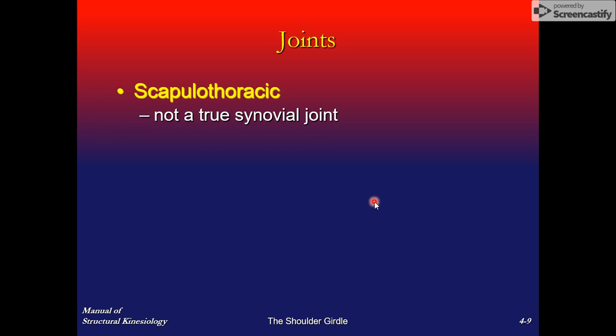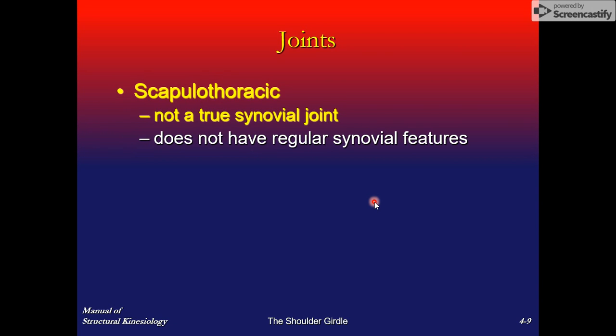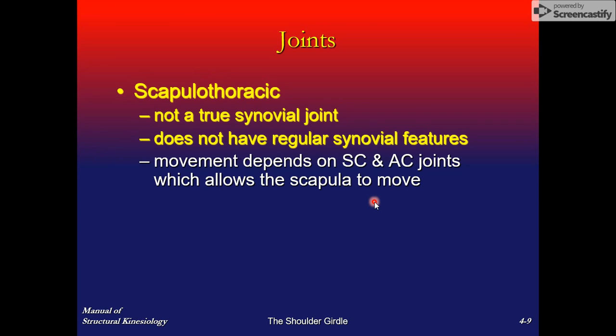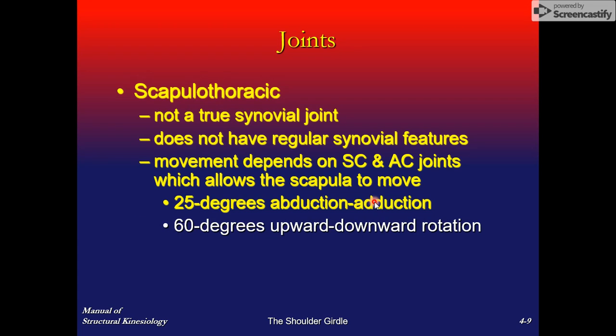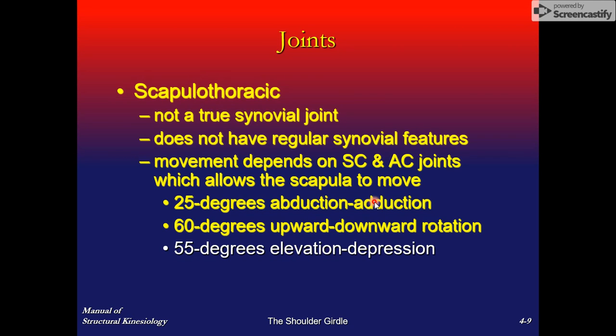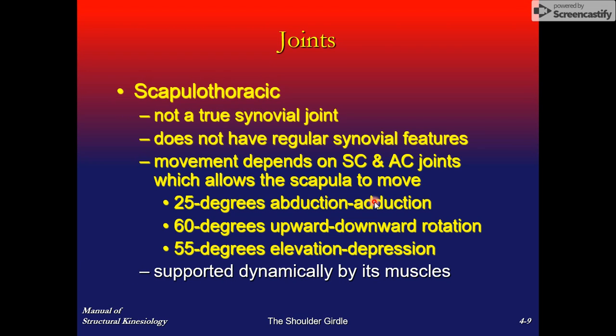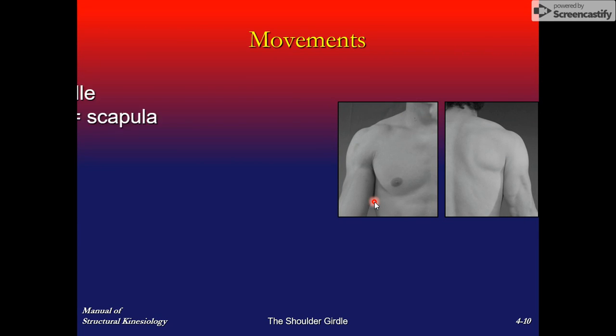Scapulothoracic joint. It's not a true synovial joint. It has a little bit of movement. It does not have typical synovial features, and movement depends on the AC and the SC joints, which allow the scapula to move. 25 degrees of abduction and adduction, 60 degrees of upward and downward rotation, 55 degrees of elevation and depression, and it's supported dynamically by its muscles. No ligamentous support.